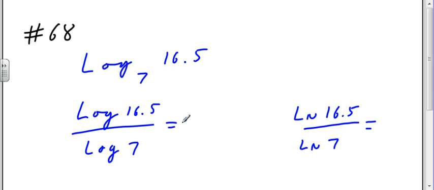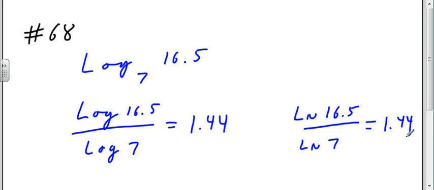So log 16.5 divided by log 7. And looks like 1.44. How many significant digits? 3. Okay, so that's good enough. And if we did natural log 16.5 divided by natural log 7, it's the same. And I'd want to use natural log on my calculator because I only have to push the button once to get it, right? So that would cut down my keystrokes using natural log. 1.44.